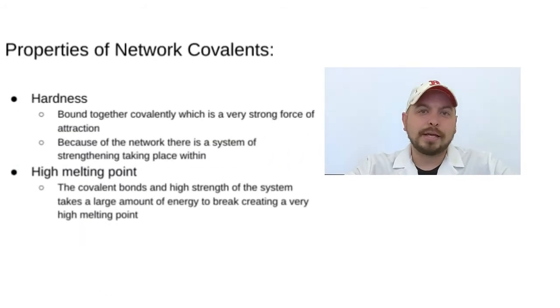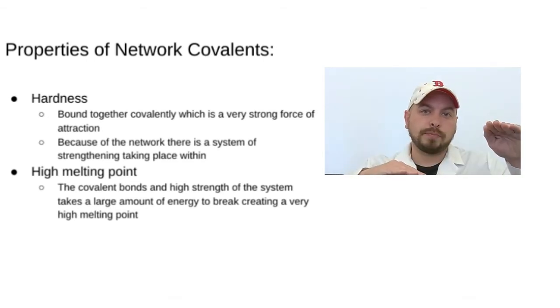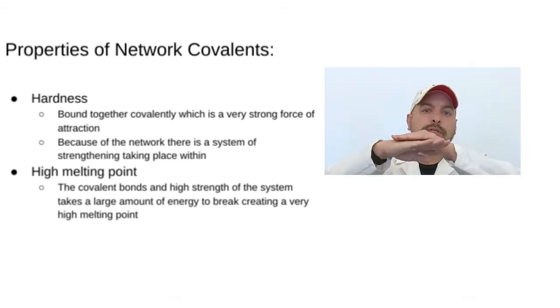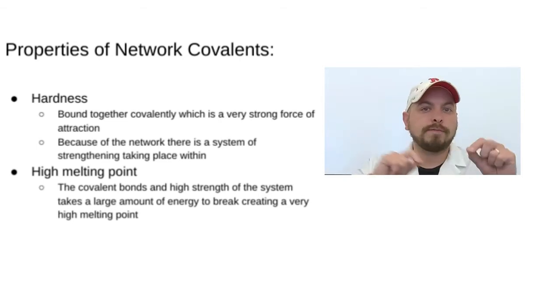Now, one consistency amongst network covalents is the property of hardness and high melting point. Hardness, because these atoms are bound together covalently. Now, that's a very strong force of attraction overall. And because it's in a network, there is an entire network system of strengthening that goes on. So if we look at graphite, for instance, the sheet of graphite that's two-dimensional is actually very weak compared to itself. So it sloughs off very easily. That's why we can write with pencil. But if we were to look at each layer of graphite, it's actually very strong.